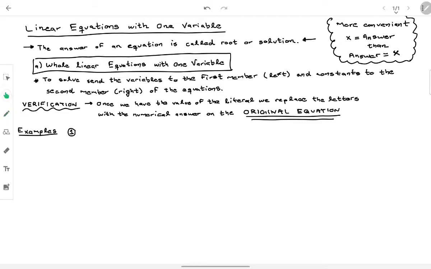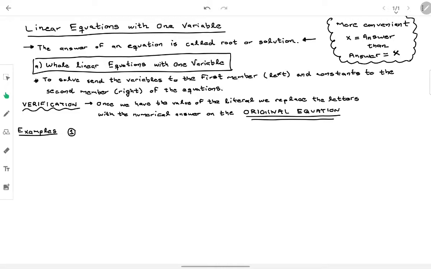Here we have a little information. It's more convenient to have the letter equals the answer than answer equals the letter. I mean, both of them are mathematically correct, but this one is so much more used that we will use only this one, please. Don't use answer equals x when solving an equation. Always put the variable equals the answer.